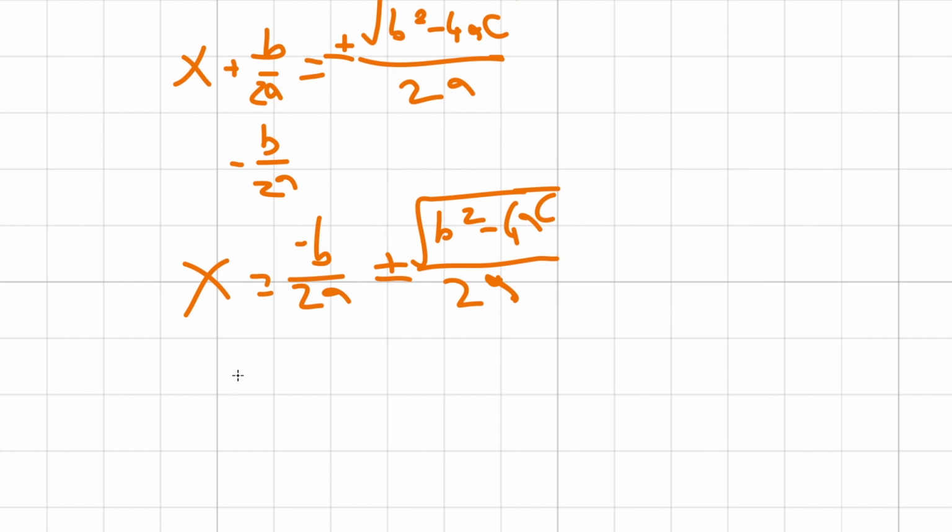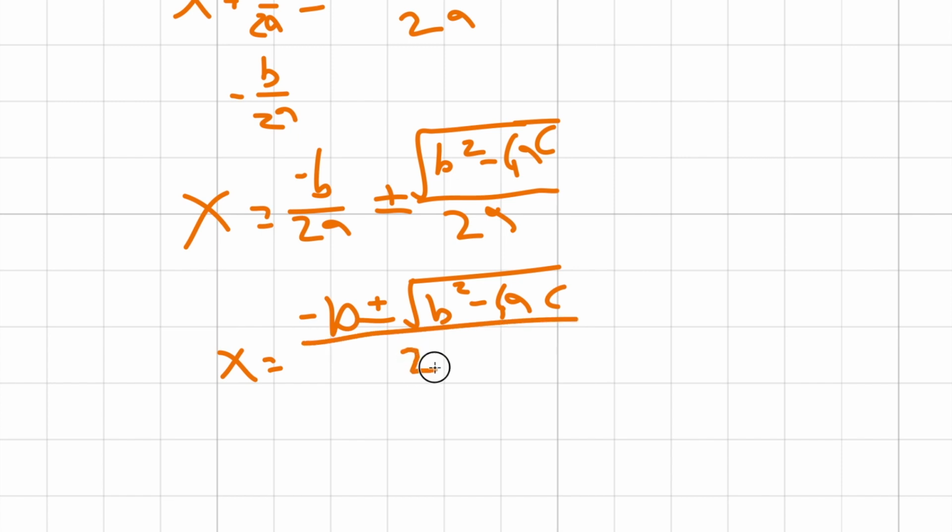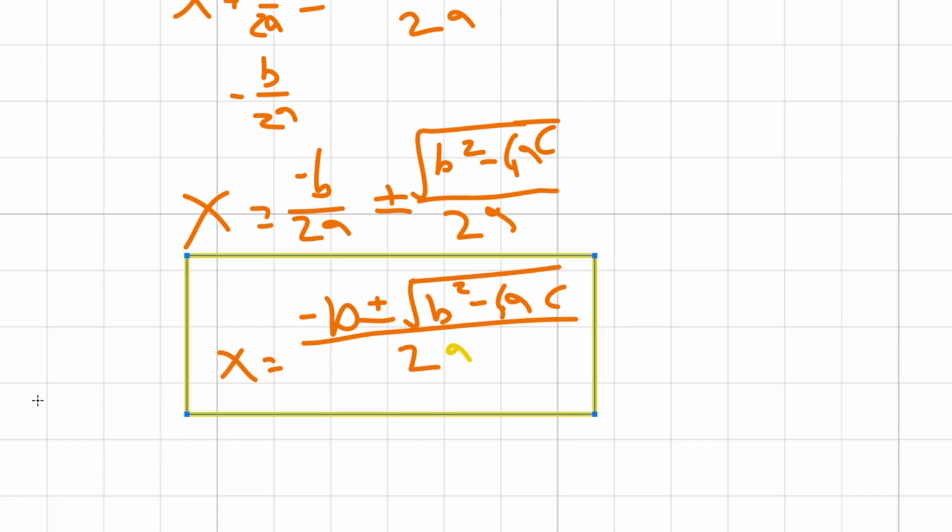We can add these two fractions and you're left with, and drumroll please, x is equal to negative b... Sorry. Drumroll, keep drumrolling. Negative b plus or minus the square root of b squared minus 4ac all over 2a. And there we go. We just proved the quadratic formula. Yay! I'm just going to box that because it's yay.